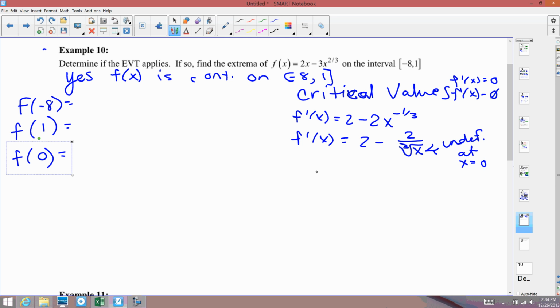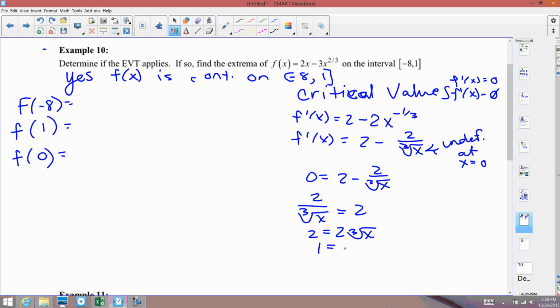All right, and then we're trying to figure out where our derivative could equal 0. So I can move this to the other side, multiply by cube root of x, or divide by 2. So where would this equal 1? That would occur when x is positive 1, which we already have. So these are our only three candidates for this function. Now all we have to do is plug them in.